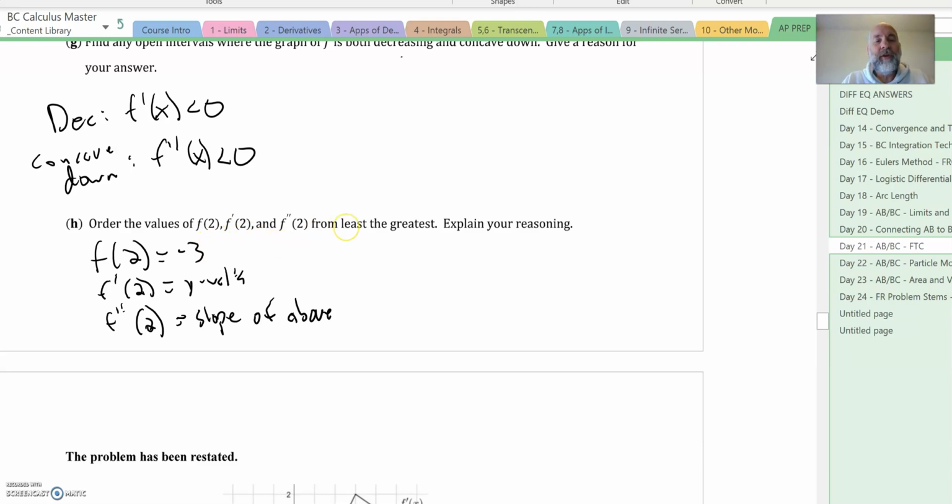Order the values of those from least to greatest. So f of 2 they gave you. If they'd done the same thing for like 1 or something, then you could work it out by doing the integral, and say, well, at 2 I'm at -3, and then work out some other value. F of 2 is -3. F prime of 2 is just going to be, look at the y values up there, because that's f prime up there.